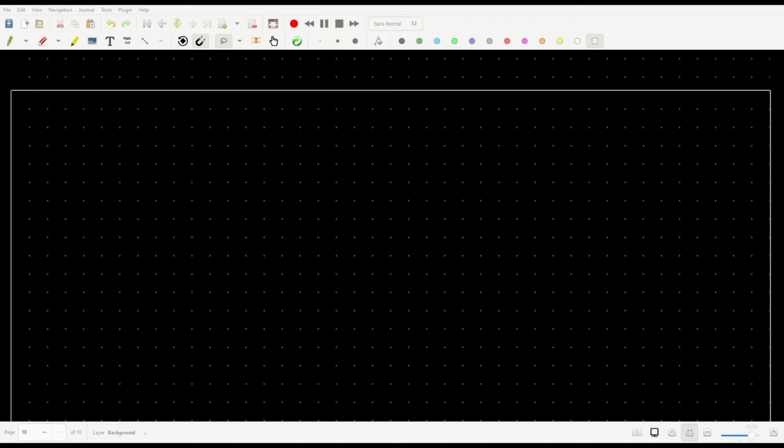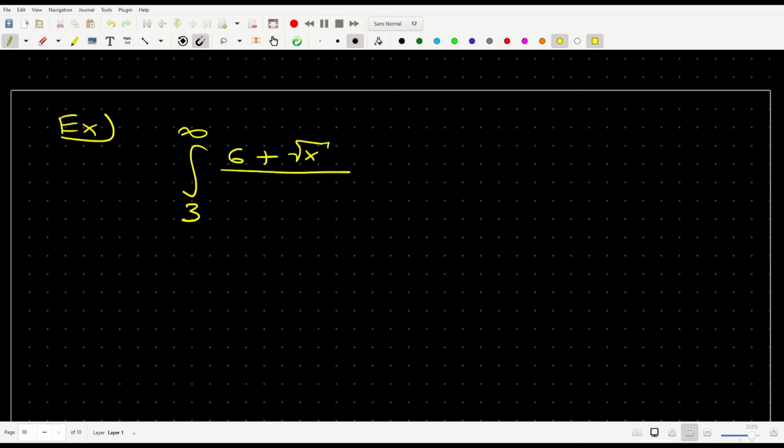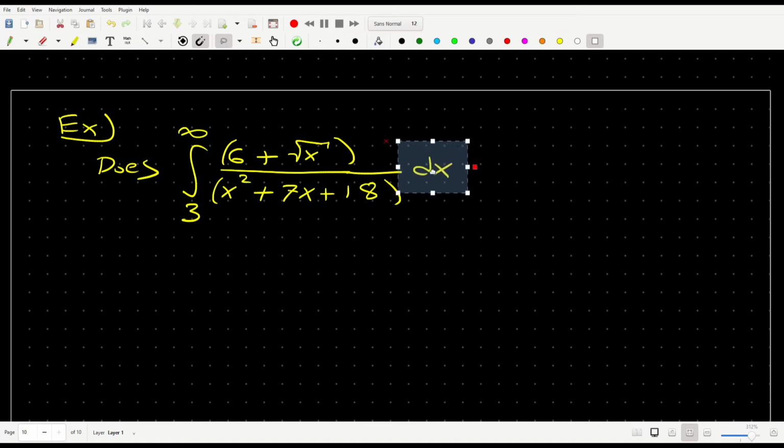So we'll do one more example just to really take this home and make sure everything is clear. Let's consider the improper integral from 3 to infinity of (6 plus the square root of x) over (x squared plus 7x plus 18). Does this improper integral converge or diverge?